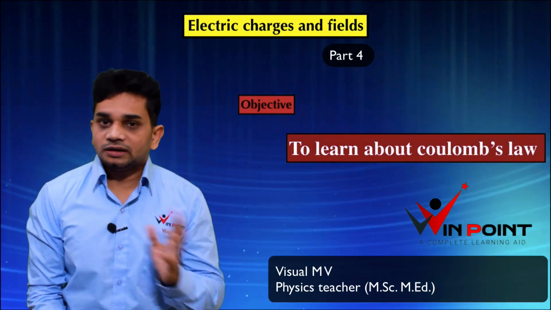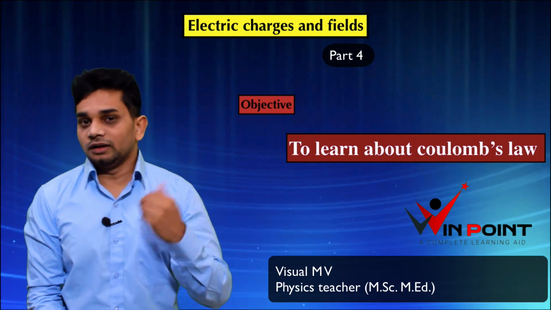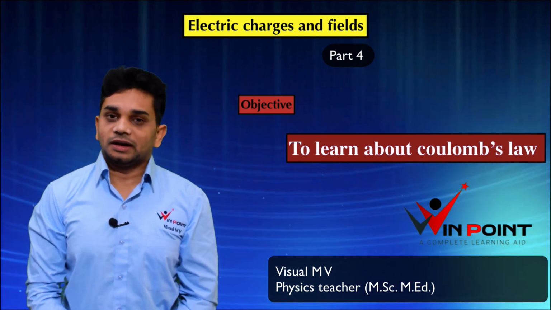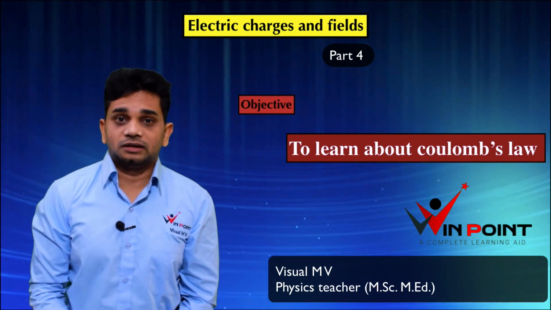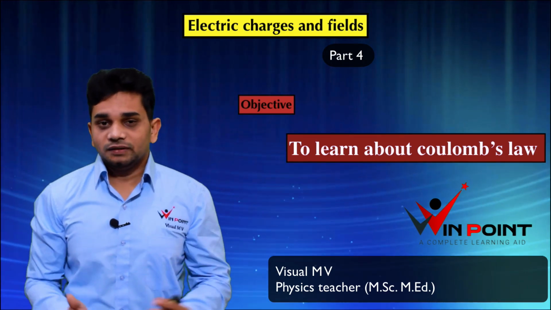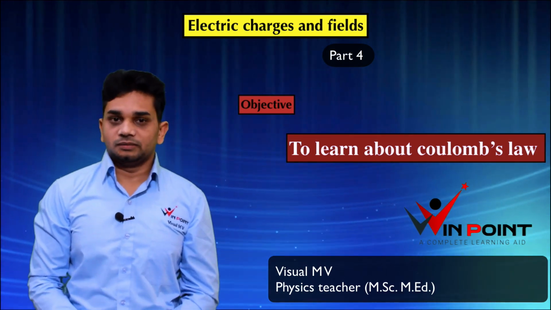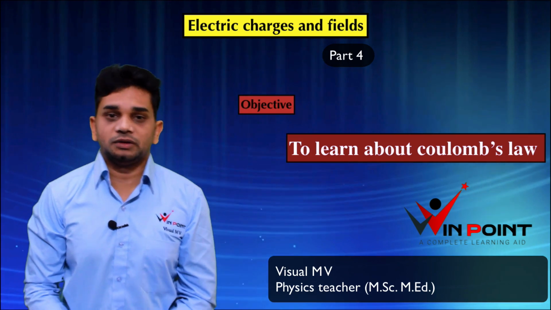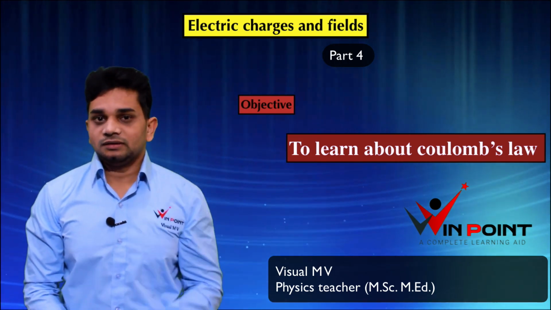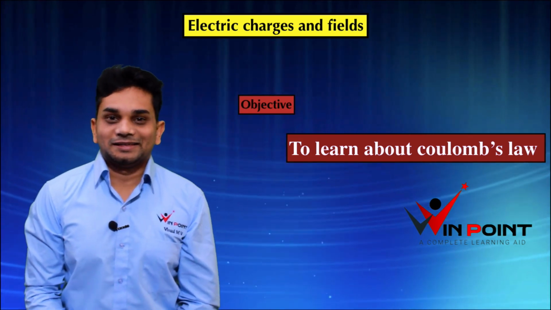Now we have a clear idea about charges. There are different types of charges, positive and negative charges, and different types of interaction, attraction and repulsion. These things we are now very familiar with. In the last videos we have been discussing this. Now we are going to discuss Coulomb's law. Let us start the discussion.